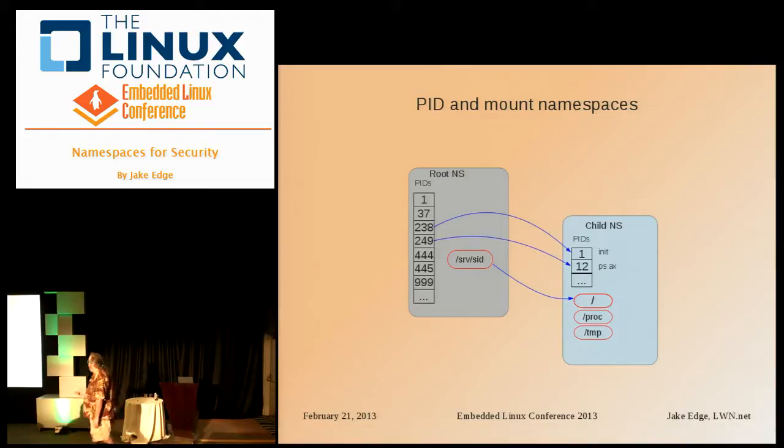And similarly, we've got this mount point, /srv/sid, that is mapped to the slash inside the child namespace. And so the child namespace can't see /srv/sid, it can only see slash. And then systemd-nspawn mounts some things like /proc and /private/tmp, and a few other things like that that are completely contained within the child namespace and can't be seen in the root namespace. That's the separation. That's the level of separation.